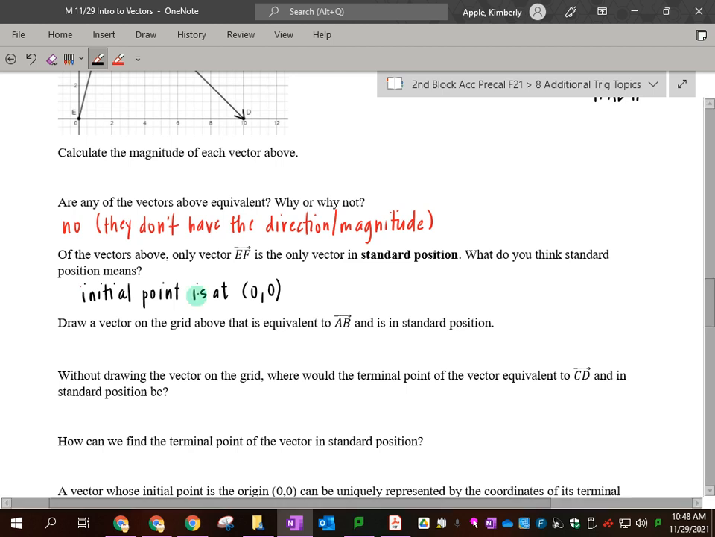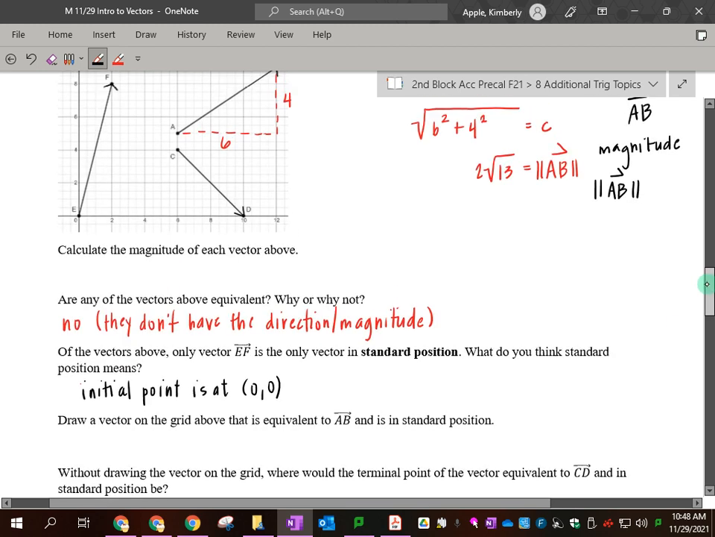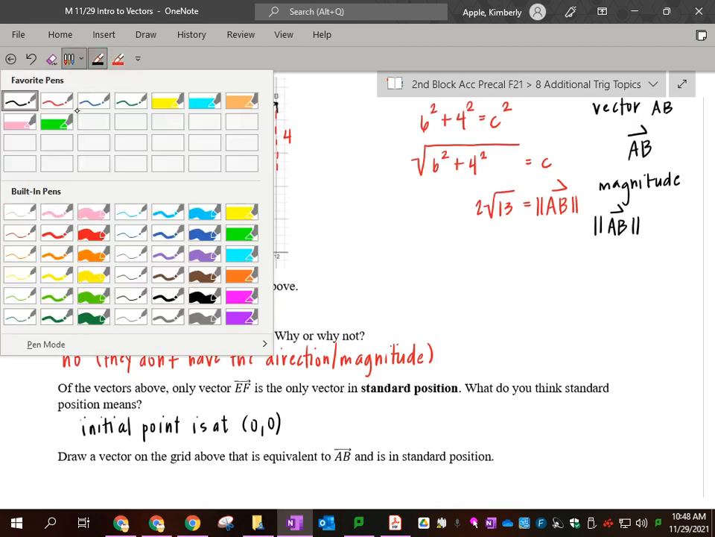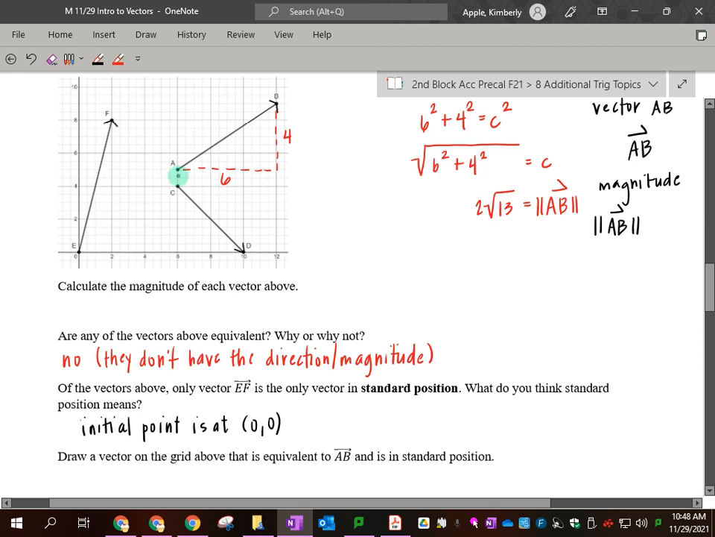So then it asked me to draw a vector on the grid above that is equivalent to AB, but is in the standard position. And I'm going to show you in blue. So here's AB, and this is the equivalent vector in the standard position. Notice it has the same horizontal and vertical components of 6 and 4. Therefore, obviously, the magnitude is going to be the same because you use the same numbers in the Pythagorean theorem, except the initial point is now located at 0, 0.